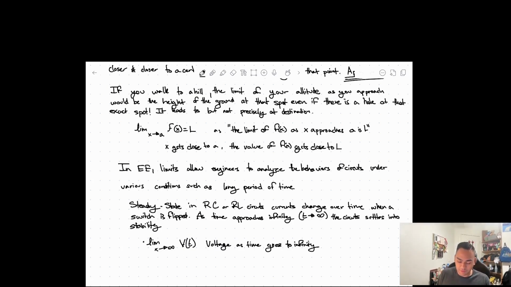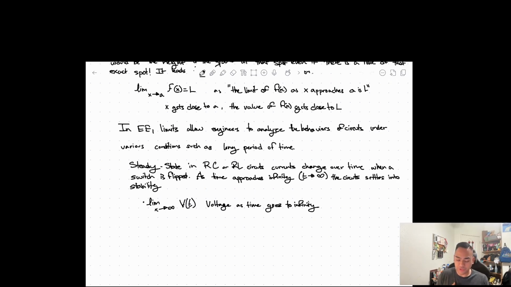So, the limit as x approaches a of f of x is equal to L. The way we'd read it: as x gets close to a, the value of f of x, so basically the function, gets closer and closer to L.